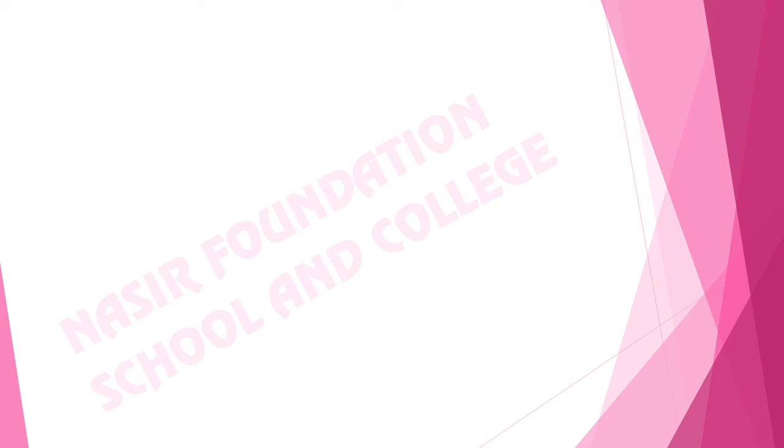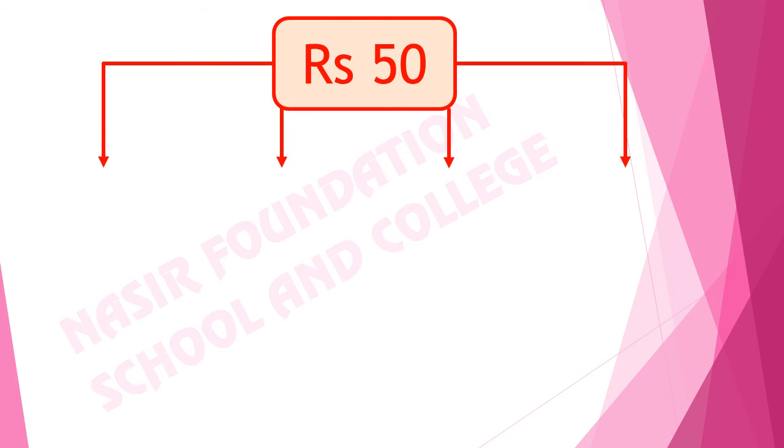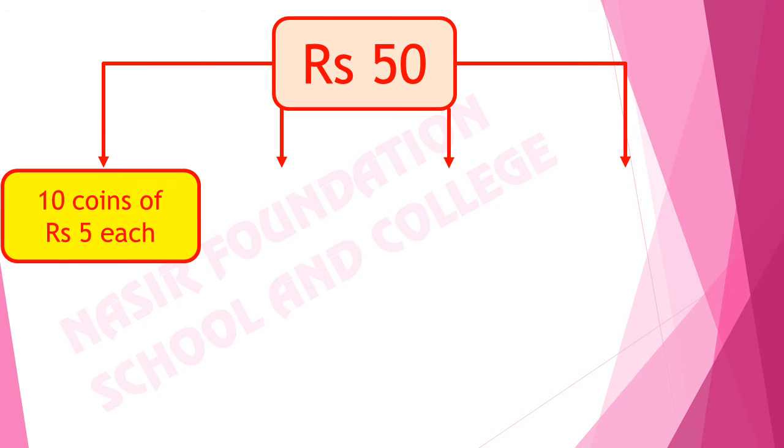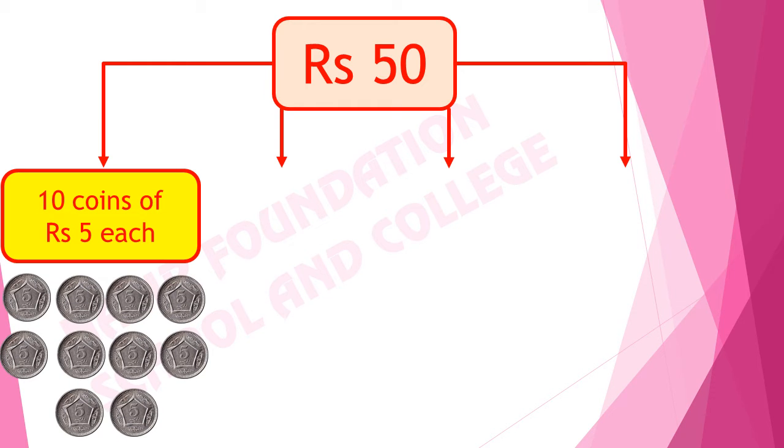Let's discuss the different ways for having rupee 50. If we have 10 coins of rupees 5 each, what will we get? 5 into 10, it makes 50. It means if we have 10 coins of rupees 5 each, we get 50 rupees.